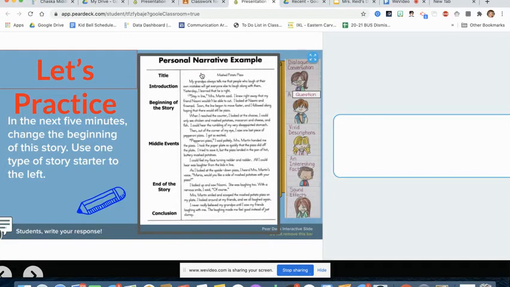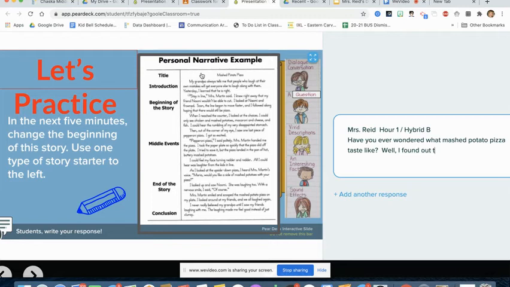In the next 5 minutes, we're just going to have a little bit of fun, and we're going to try out different beginnings that perhaps this writer could have used. So I'm going to put my name and my hour. And then I'm going to try opening this up with a question. So perhaps I would say, have you ever wondered what mashed potato pizza tastes like? Well, I found out the hard way. And then maybe that is my introduction.